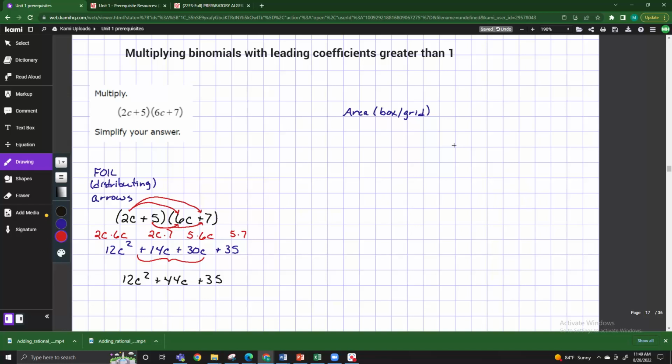Now, if I decided to do it as the area method, what that works with is I write the first binomial either across or up and down, but I'll do it across. So I have 2c, so this is the first term. I have plus 5. I'm going to keep the sign, the plus or minus, close to that second term. And then I'm going to write the other one vertically, in the other direction. So I have 6c, and I have plus 7.